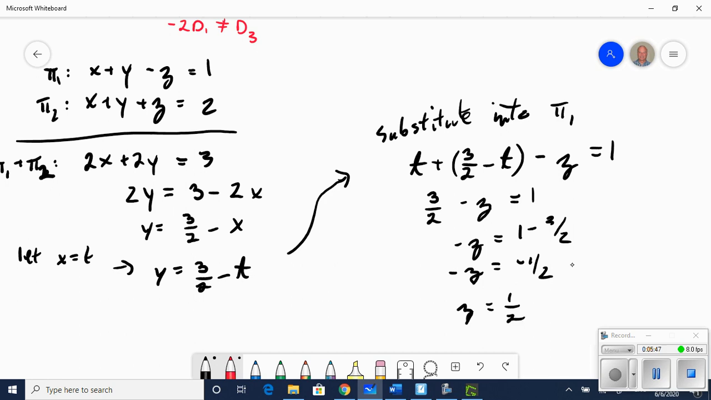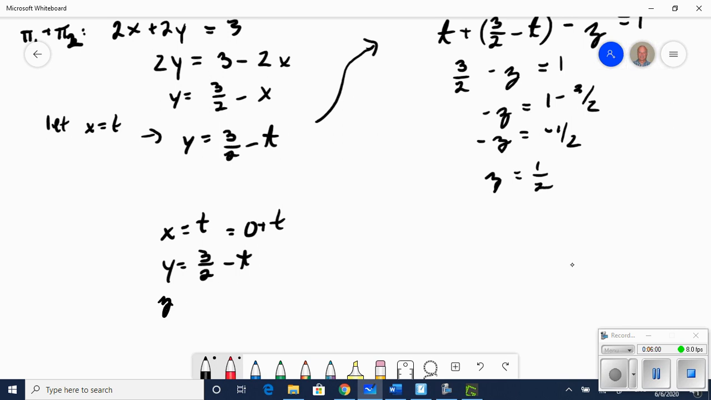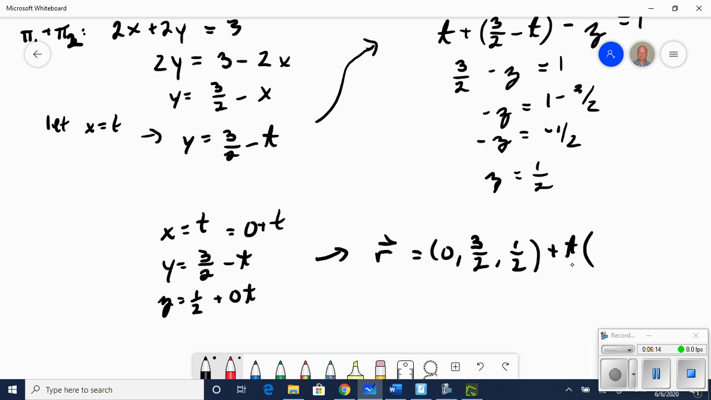Now, have I got everything? I've got x equals t, which we know to be 0 plus t. I've got y equals 3 halves minus t, and z equals a half, which I could write with 0t. As a vector equation, this will be my line of intersection: the point (0, 3/2, 1/2) plus t times (1, -1, 0). That's my line of intersection between the first two planes.